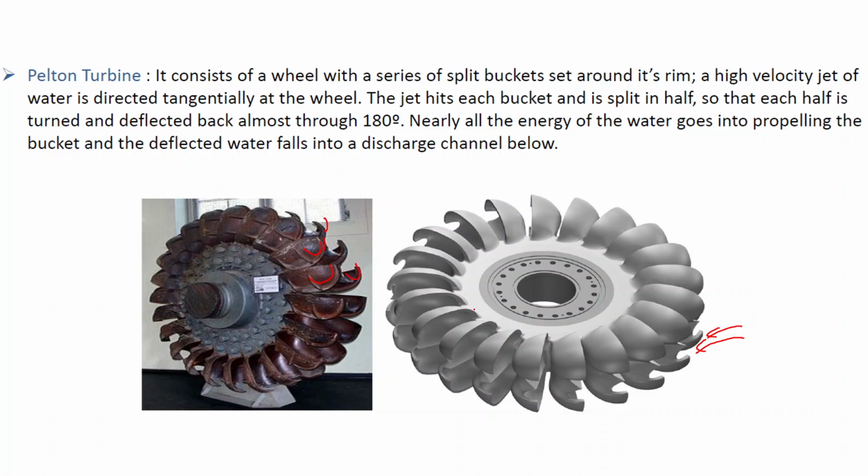At the wheel, the jet hits each bucket and is split in half. It splits this way. This is the bucket, so if water hits here, it will be split back here. So it will be split into two, so that each half is turned back and reflected almost through 180 degrees. It is almost 180, only a small angle is left. Nearly all the energy of the water goes into propelling the bucket and the deflected water falls into a discharge channel. So this is basically the Pelton turbine.